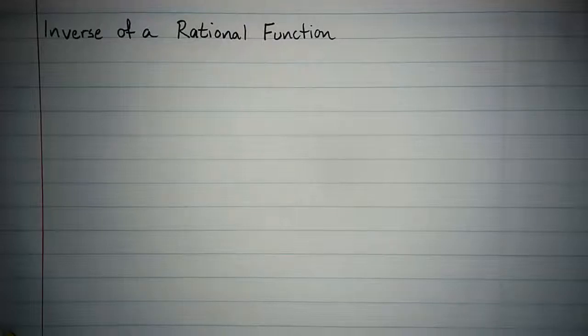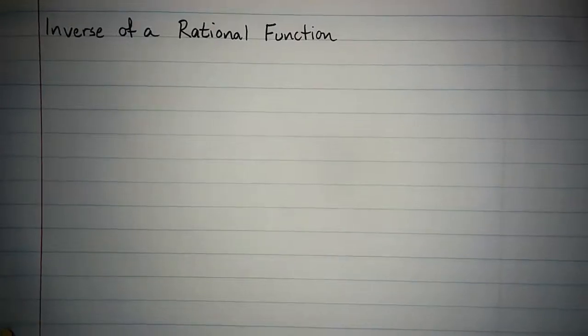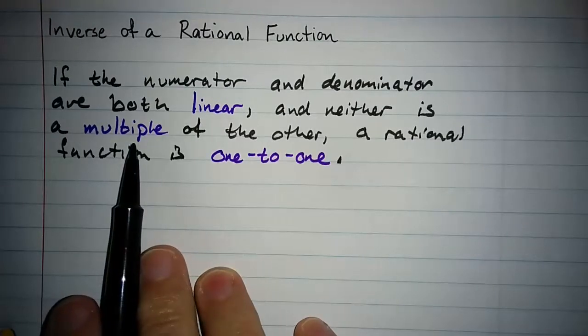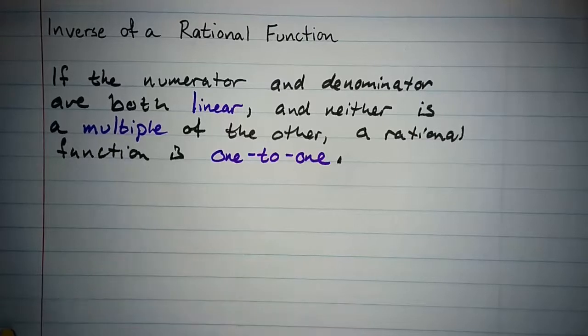When is a rational function 1 to 1, and what is its inverse? Well, if its numerator and denominator are both linear expressions, and neither is a multiple of the other, a rational function will be 1 to 1. By multiple, I mean they differ by a real number factor.